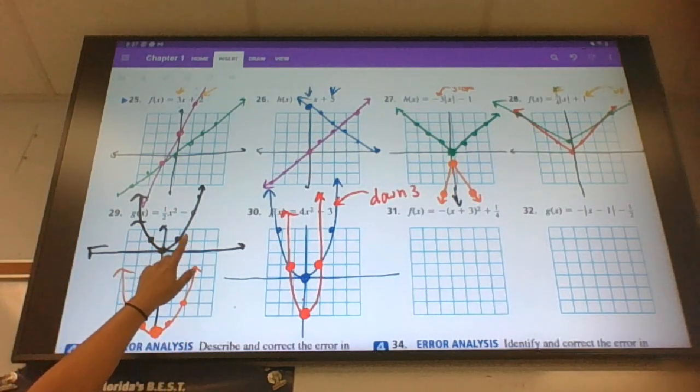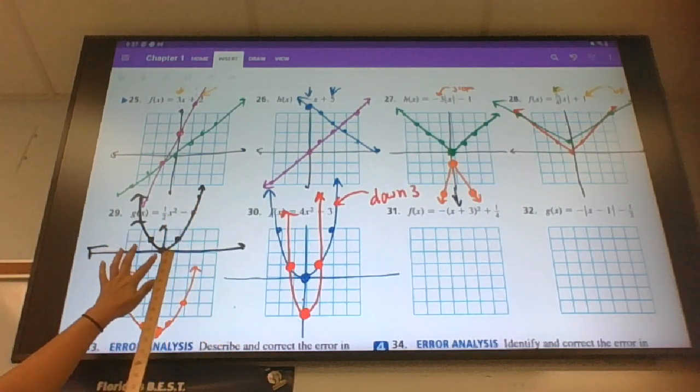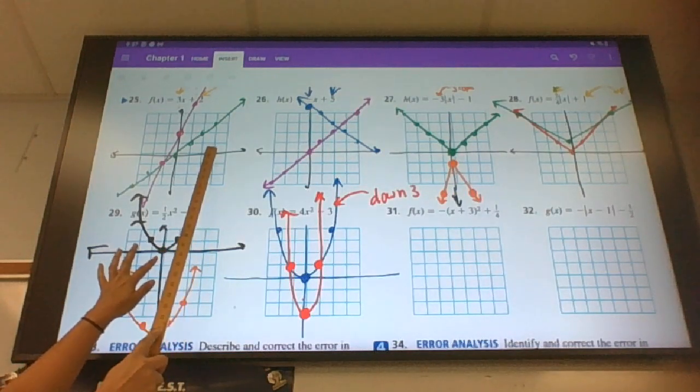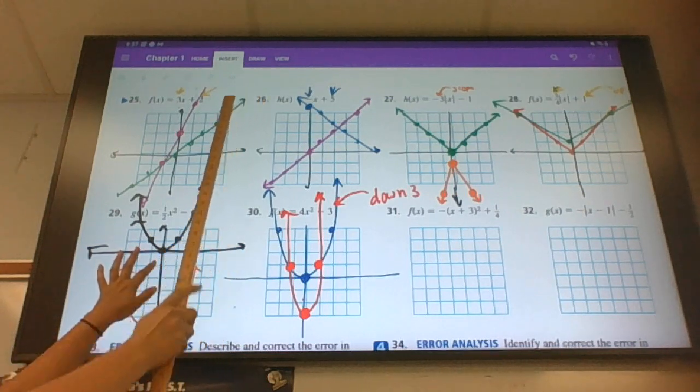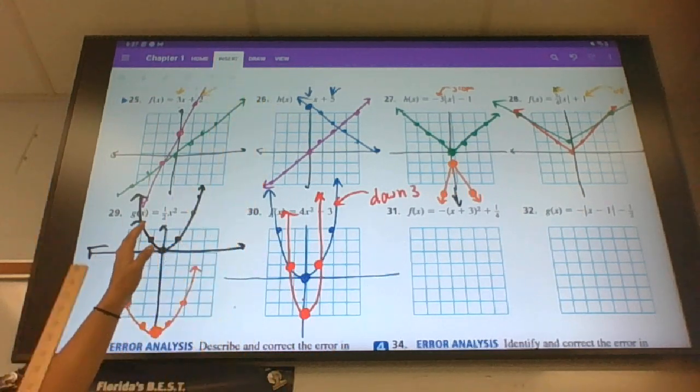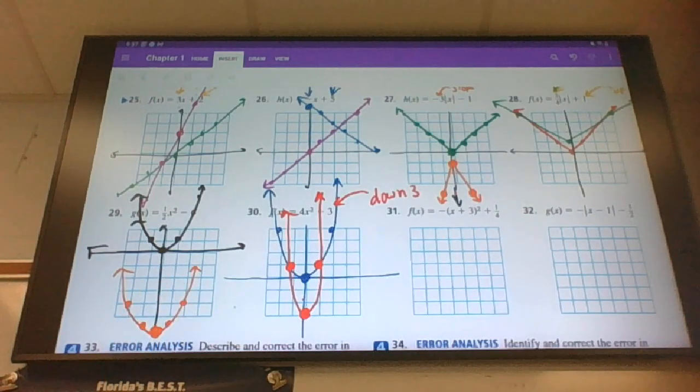So I went over 2 and 2 squared is 4. So I went up 4. The next one in the U shape is 3 squared. So I would go over 3 up 9. And then the next one is 4, 16. And then 5, 25. That's how you make a parabola. You square that. That's the base one.